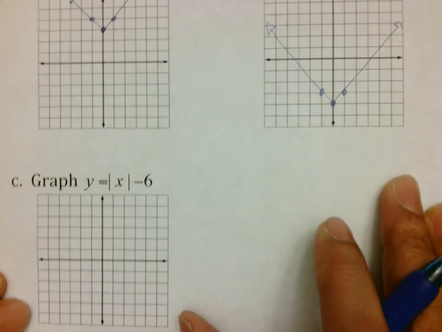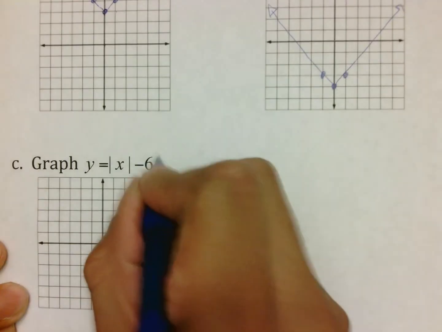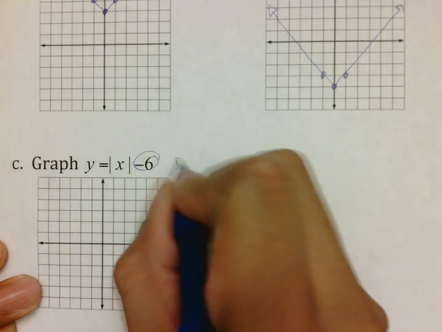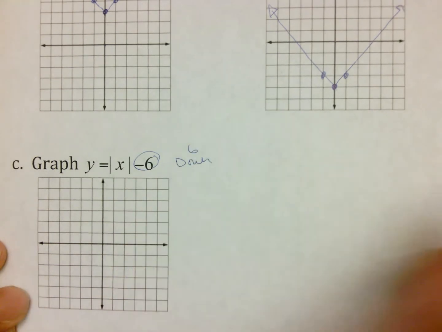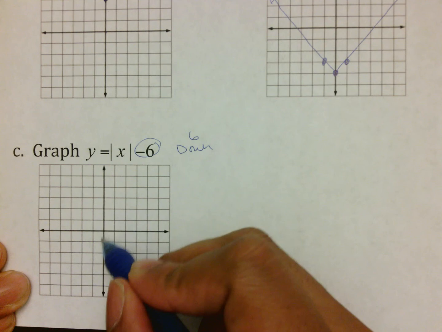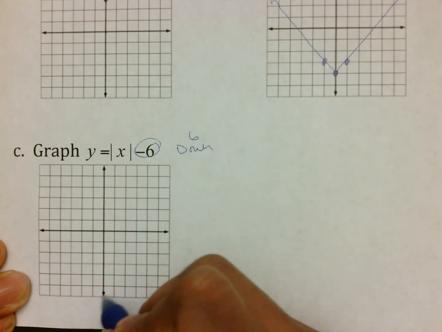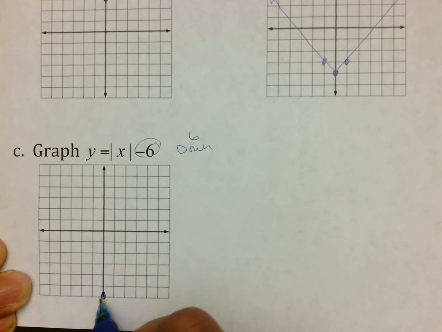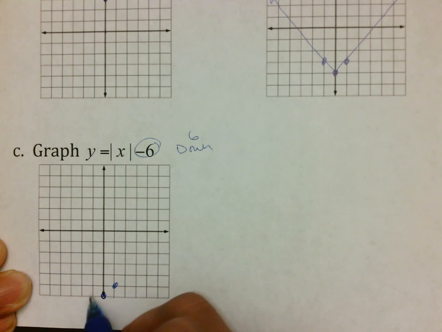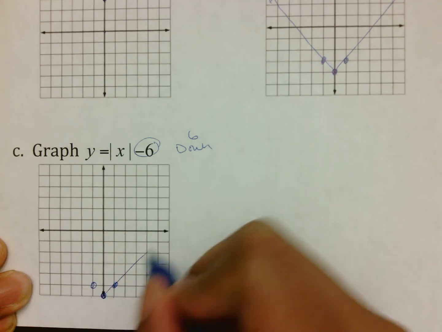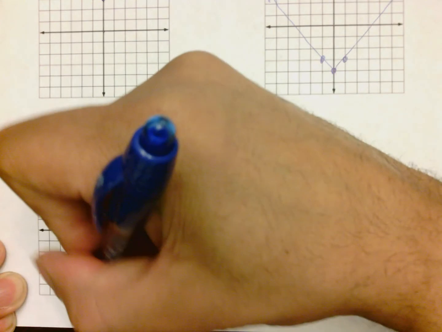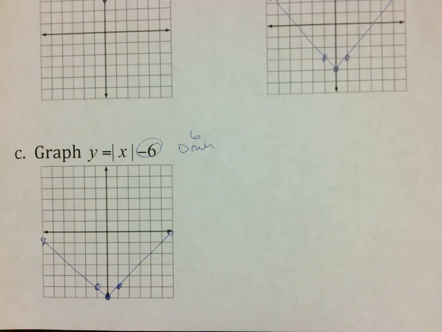Last one, absolute value of x minus 6, again means identify this number here that's on the outside. This tells us to go 6 down, so we start here and we go 1, 2, 3, 4, 5, 6. Put your dot on the 6 dot down. And again, 1 over 1 up, 1 back, 1 up, and then draw your V to the edge of the region like we've been doing.